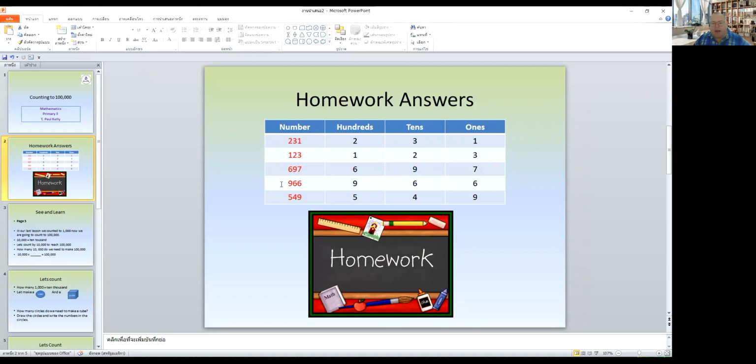Our fourth number was 966. 9 hundreds, 6 tens, and 6 ones. And our last number is 549. So we had 5 under the hundreds, 4 under the tens, and 9 under the ones.